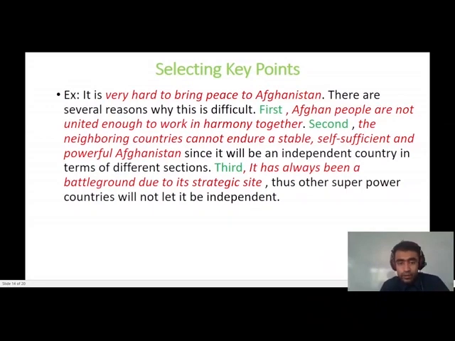So anytime you are going to read any piece of writing, you need to look for the key points and then find the one which you really need for your piece of writing.